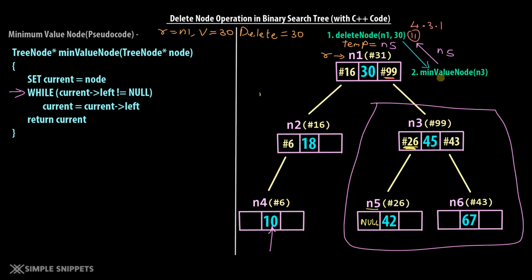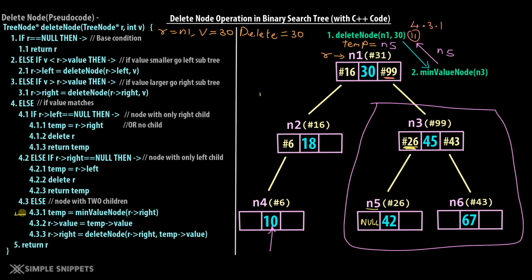We've got n5 and it is stored in temp. And when this minimum value node function returns back to the first delete node function, the first delete node function will resume after 4.3.1. So let's go ahead and resume that. So 4.3.1 is over here. We are done with 4.3.1. Now we will proceed to 4.3.2. So let's remove this pause sign. We've got temp equals to n5 at 4.3.1. So we've got n5 over here. Now we've proceeded to 4.3.2.